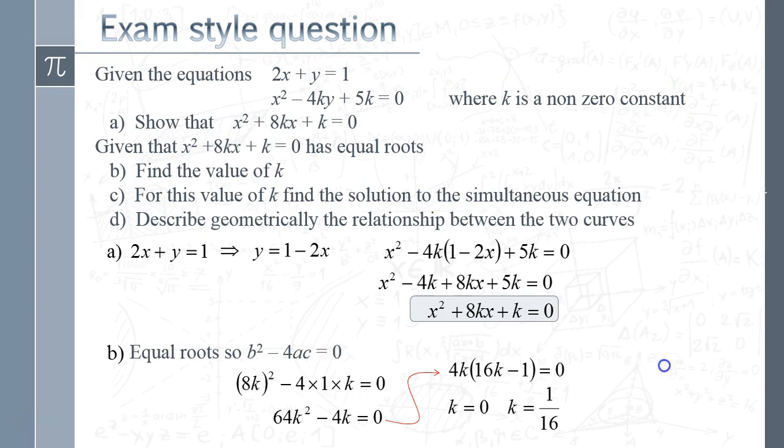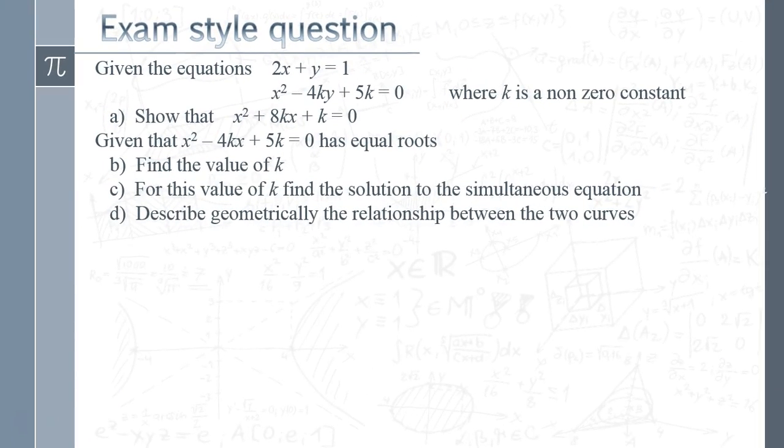Well, the key to that is actually in the question up here. It says k is a non-zero constant. So we've got our value of k equals 0 here, so we're told that that one can't be k, so let's ignore that. And so we've got k equals 1 over 16, and that's our value of k. On we go, on to part C. It says for this value of k, so when k is 1/16, find the solution to the simultaneous equations.